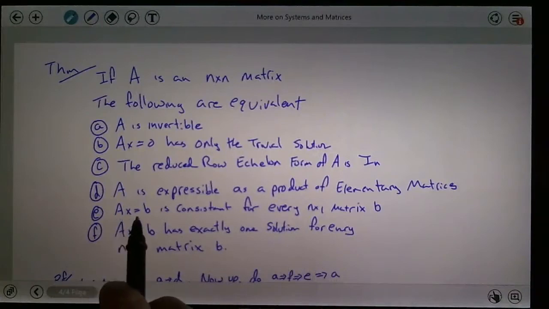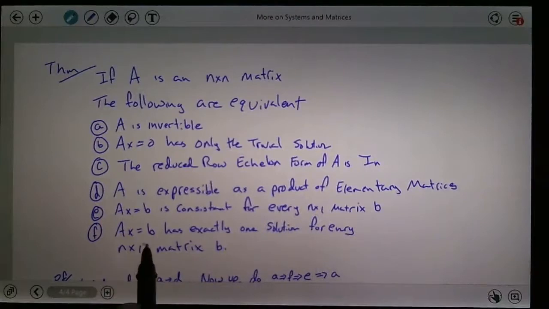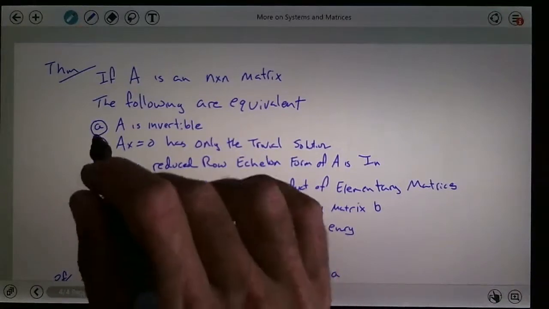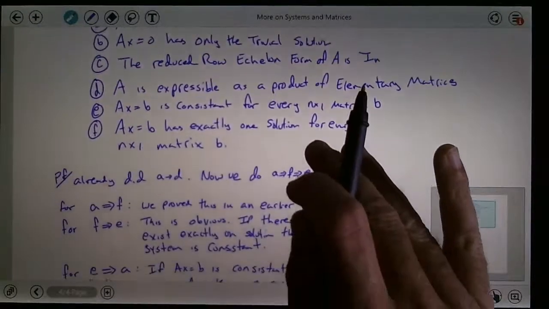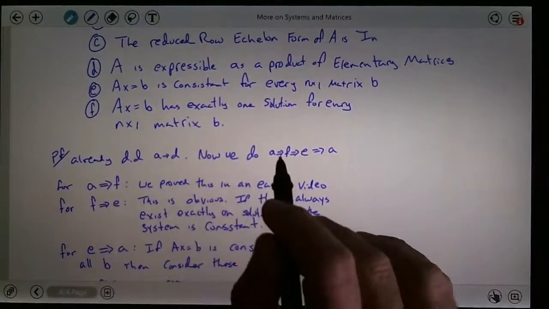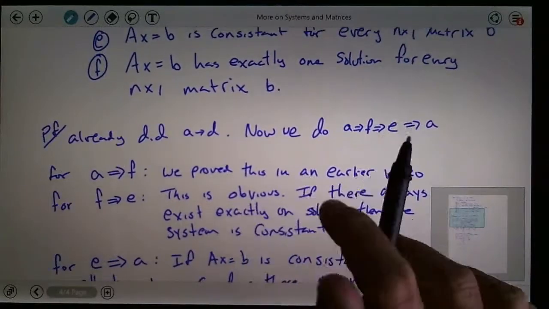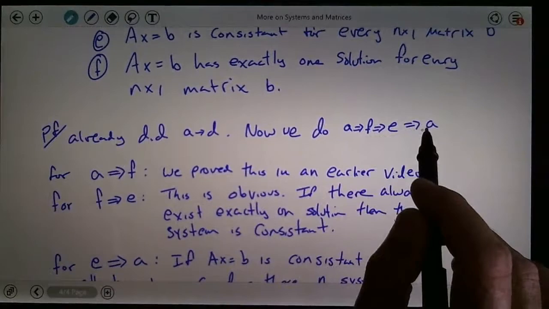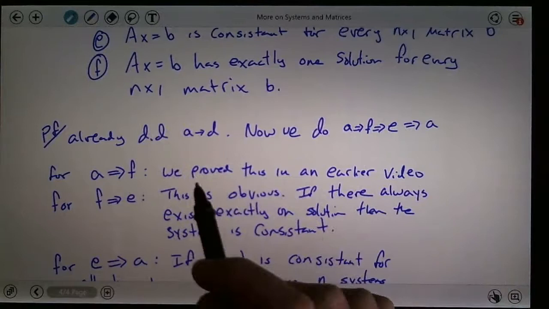It says that Ax equals B is consistent for every n by 1 matrix B, and that Ax equals B has exactly one solution for every n by 1 matrix B. Okay. So I've already proved the first four are equivalent to each other, so I'm not going to do that here. I'm just going to look at A, E, and F. And what I'm going to do is show that A implies F implies E implies A. So that all of those are equivalent, but since A was equivalent to the others, then these are all equivalent.